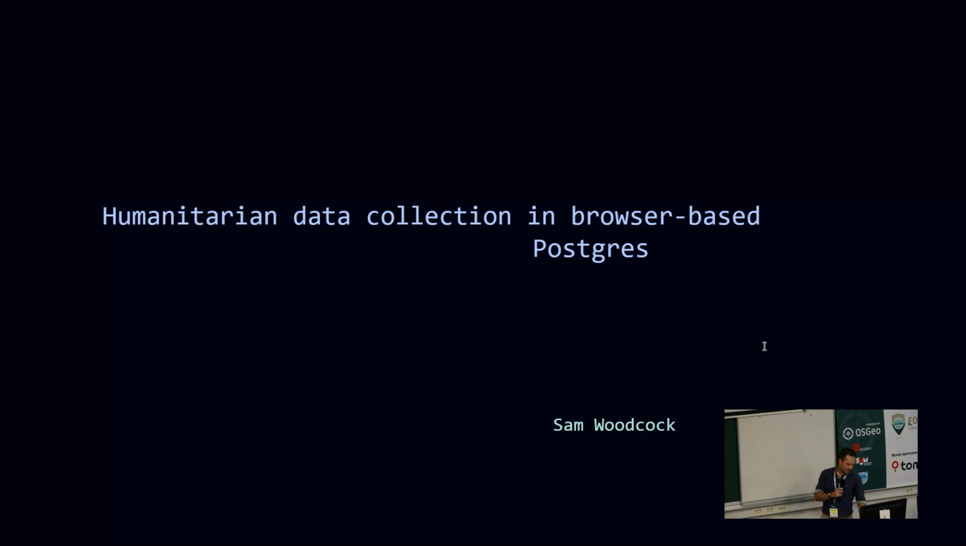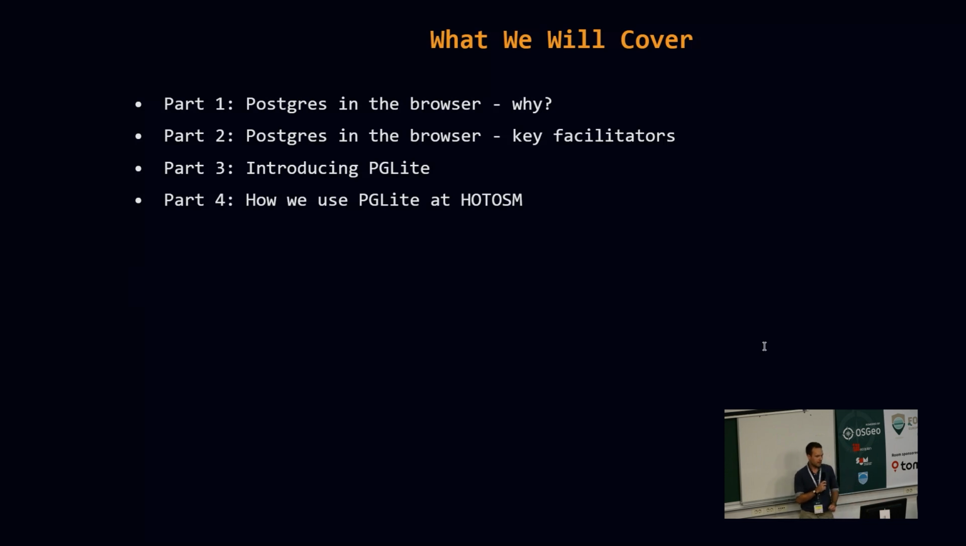So, okay, what we're going to cover: Postgres in the browser, why we may want to do this, key facilitators that have enabled this as an option. Going to talk about a project called PG Lite, and then how we use PG Lite at the Humanitarian OpenStreetMap team.